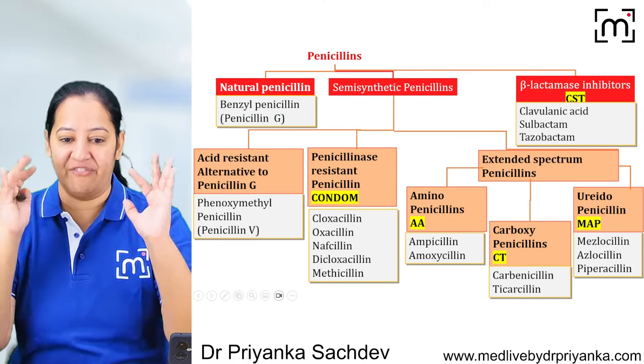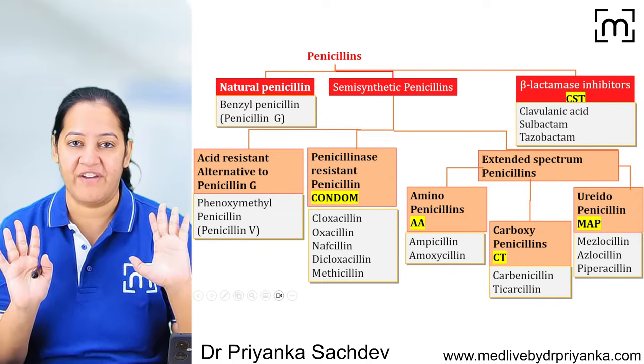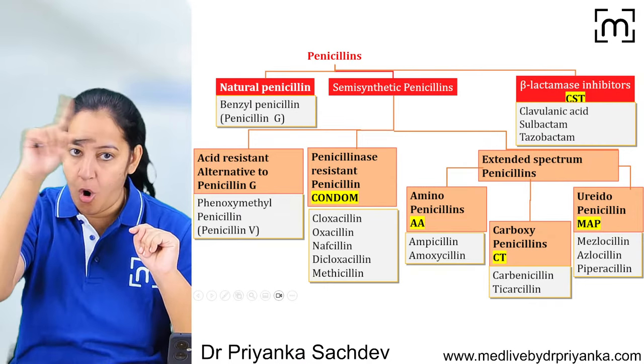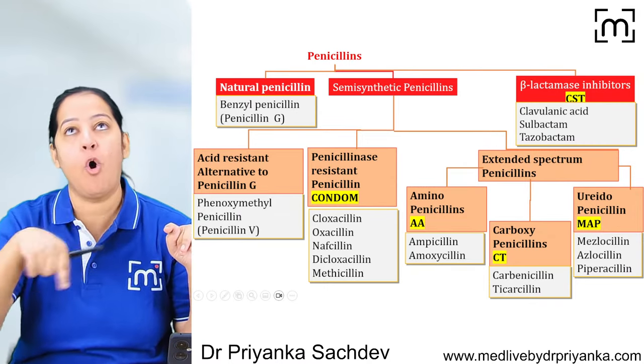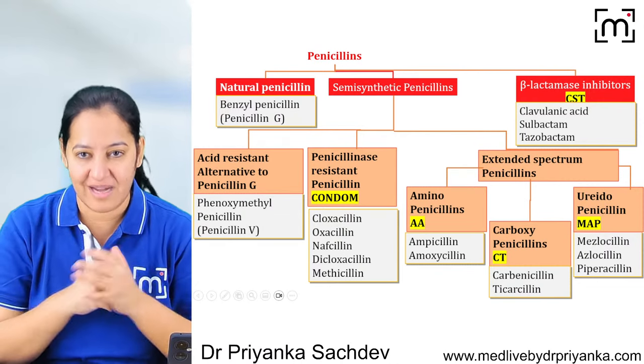This is the classification. The first thing, you have to learn the classification. You already know the mechanism of action. Now you have to understand the classification. For all of them, the mechanism of action is the same. They all inhibit the transpeptidase enzyme, inhibiting the cross-linking. But you have to learn the classification.